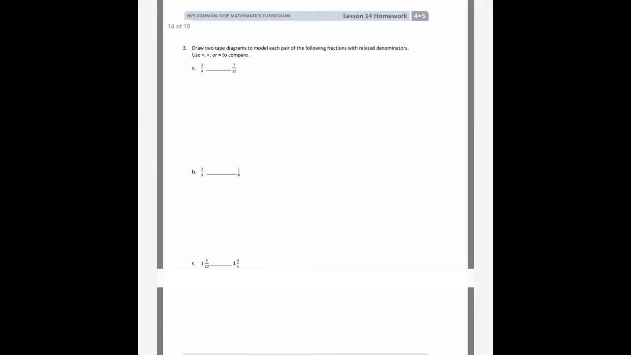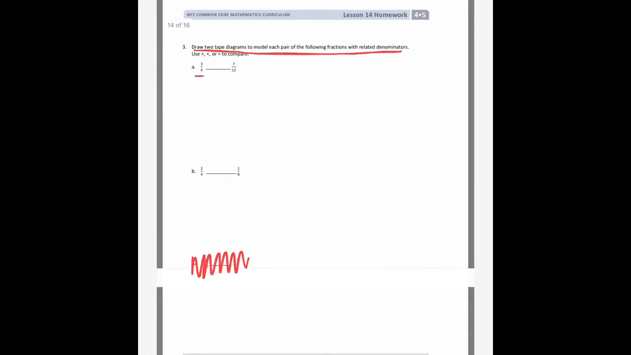Okay, let's see, before we start page 2, let's see what we need to cross out. Looks like we need to cross out part C, so if you could go ahead and do that on your papers. And let's look at the directions. It says draw 2 tape diagrams to model each pair of the following fractions with related denominators. So really we're still comparing, but each time it's asking us to do it a different way.